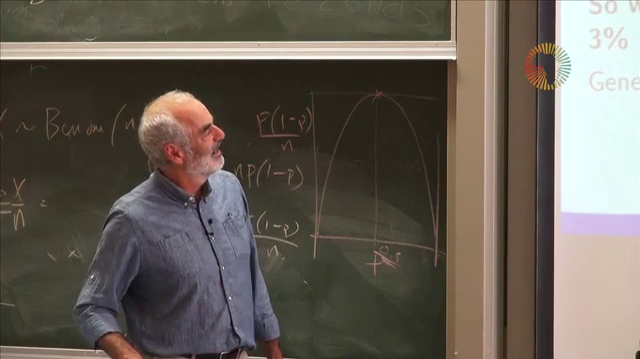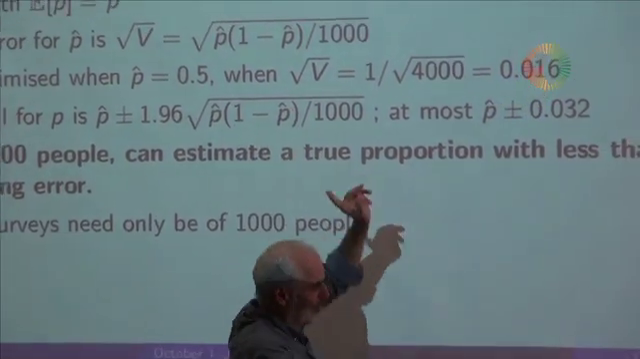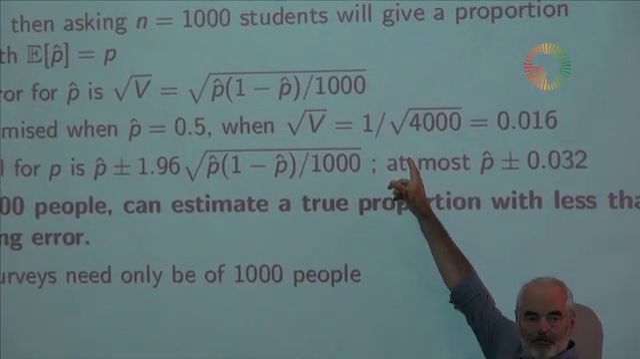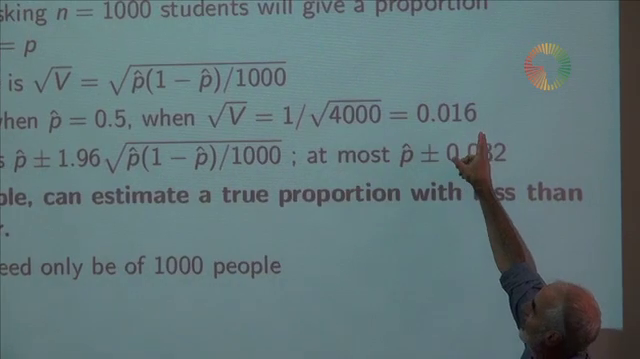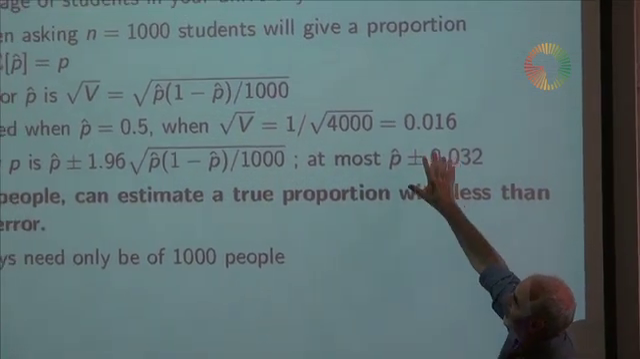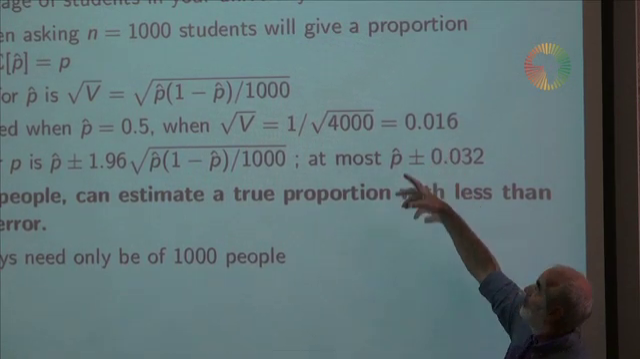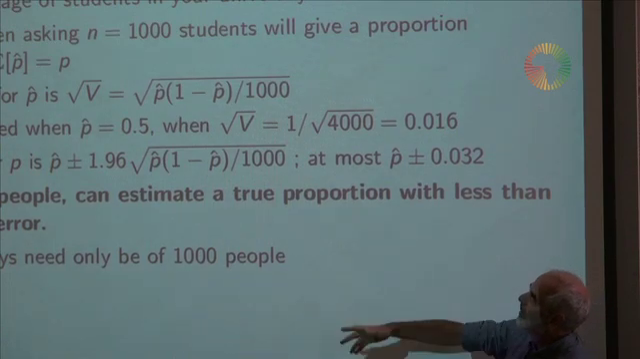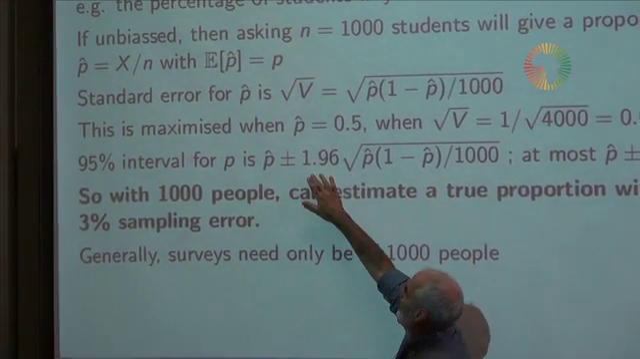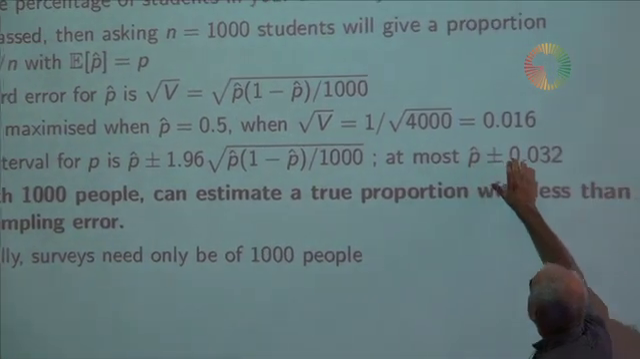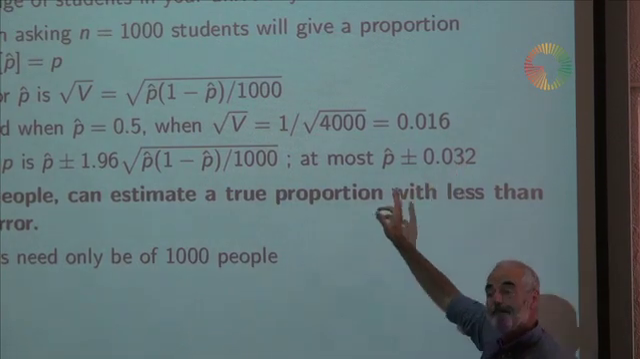Okay. All right. Yeah, when you put in p equals a half, you get a half times a half. So that, check my maths, I think should be 1 over 4,000. And that, when I put in my calculator, is 0.016. Okay, so the standard error is at most, if you have 1,000 people, about 0.016, just slightly under 2%, about 1.5%. So a 95% interval, which is plus or minus 1.96, about 2 standard errors, is at most, the widest it is p hat plus or minus 0.032.